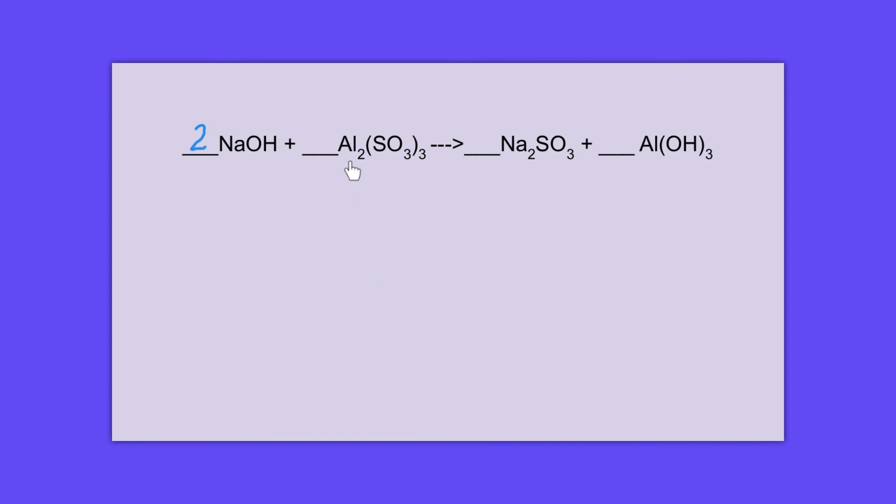Now look at the aluminums. I've got 2 on my reactant side and only 1 on the product side. That 3 does not apply to the aluminum. I'll put a coefficient of 2 in front of the aluminum hydroxide to give me 2 aluminums.